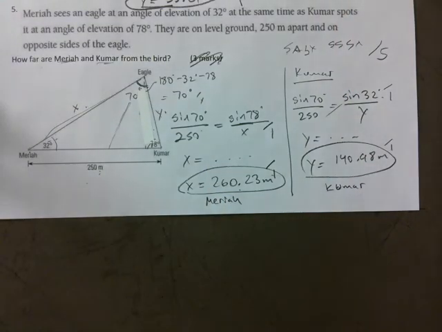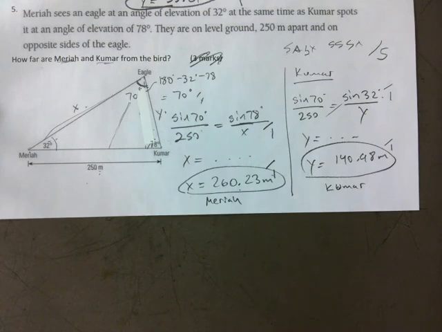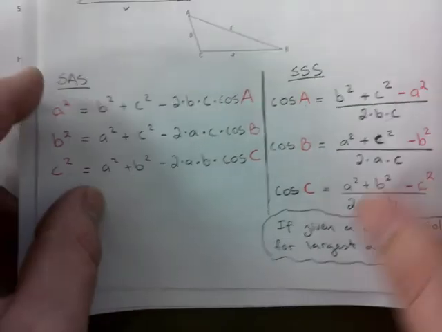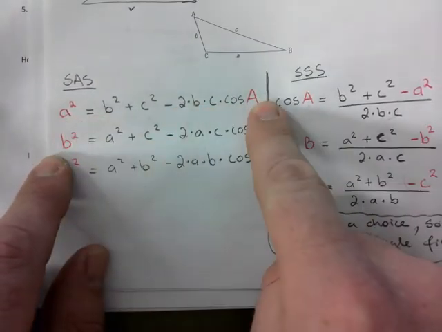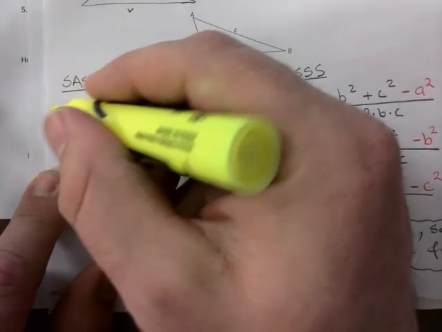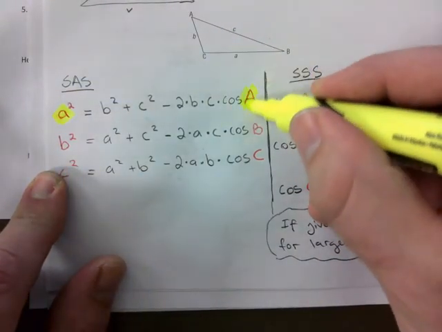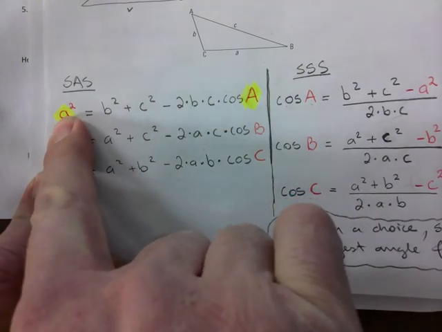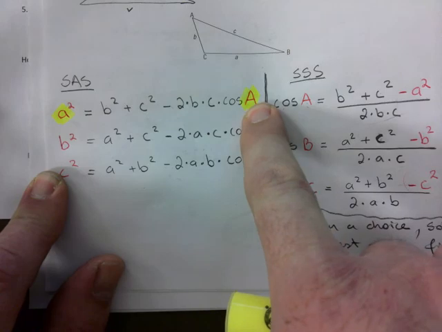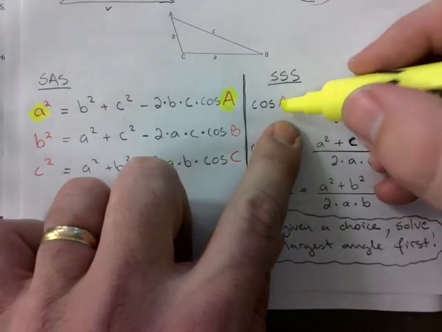For example, if I wrote down my cosine law formulas, I would only have one version written down. And on this one for SAS, I would make sure these are across. So if this is Y, then angle Y goes there. If this is Z, angle Z goes there. Same with the SSS.